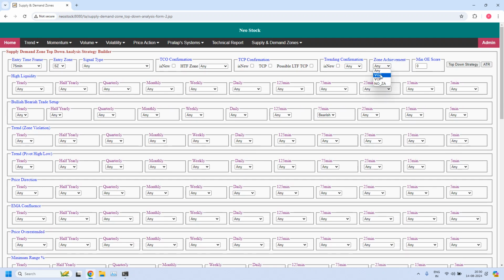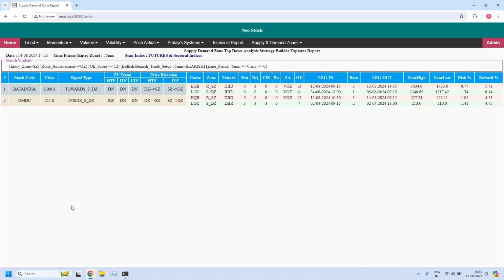Zone achievement I selected violated opposing zone. Minimum odd enhancer score is 12. All the three filters are applied to 75 minute supply zone. Now we have filtered only two stocks. These two stocks are currently supporting bearish trade setup for weekly income trade. That is, entry time frame is 75 minutes, and it is a bearish trade setup.